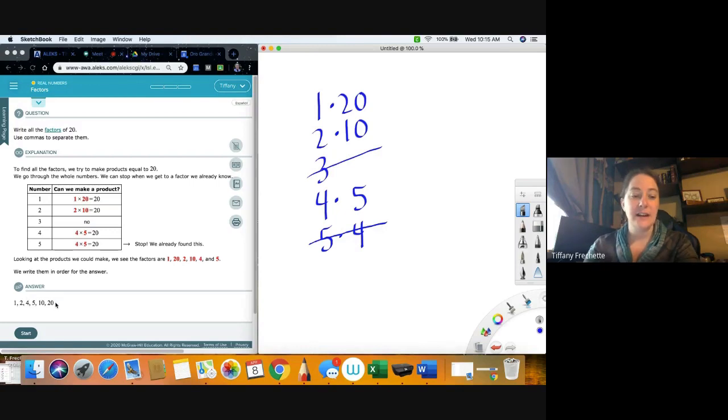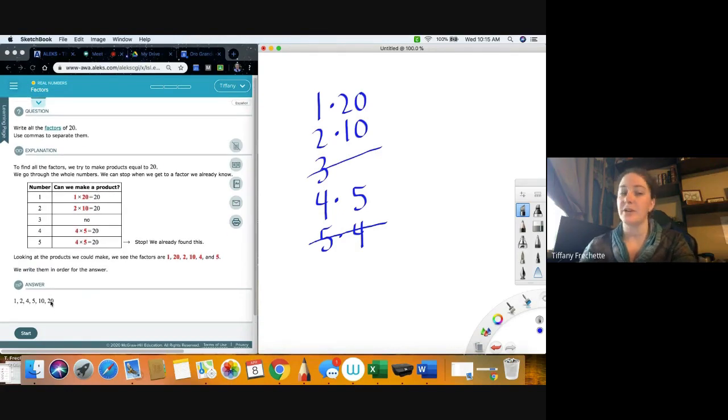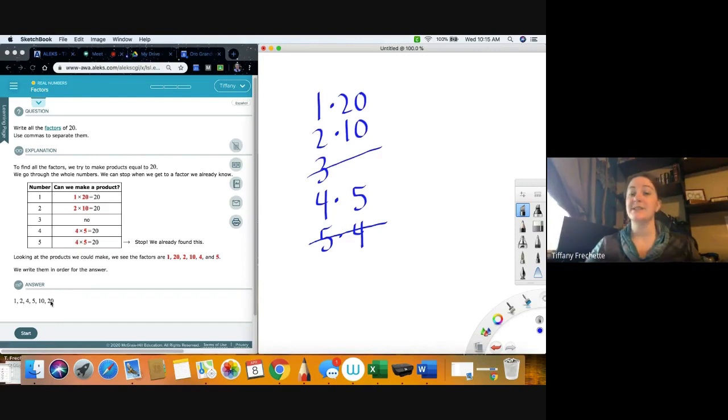It does say we write them in order for the answer, but it doesn't necessarily say that up here. It's good practice to write them in order. I don't think Alex will mark you wrong if we don't write them in order. We can always test that real quick just to see what it would do if I put them out of order. I can even test that on the very first one here.